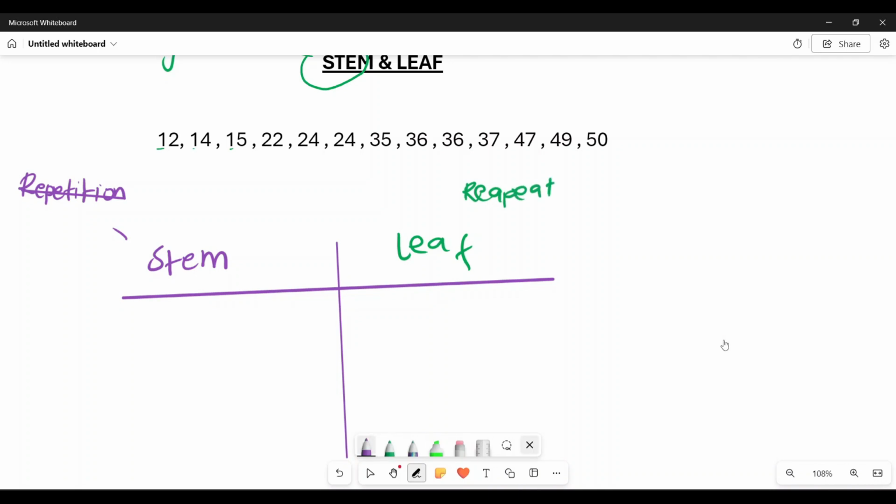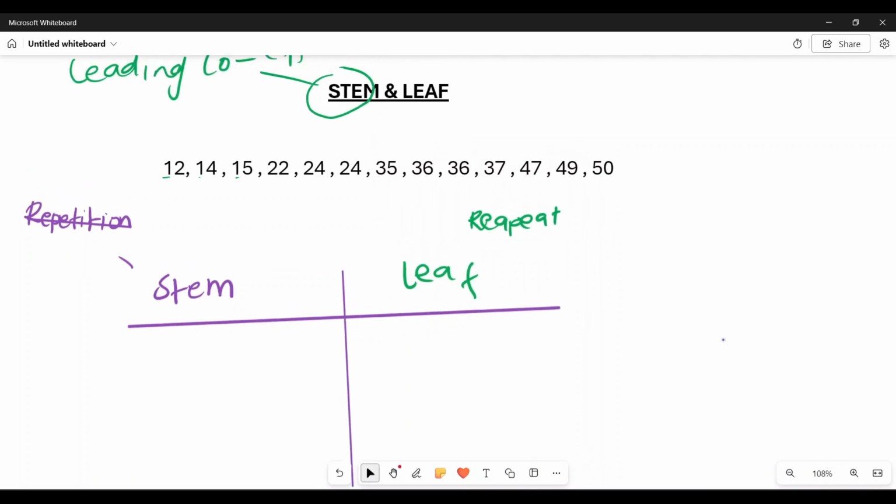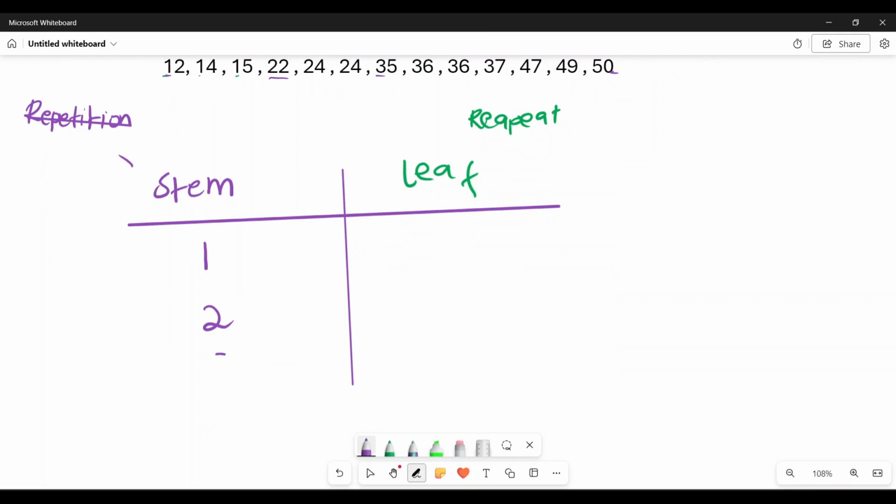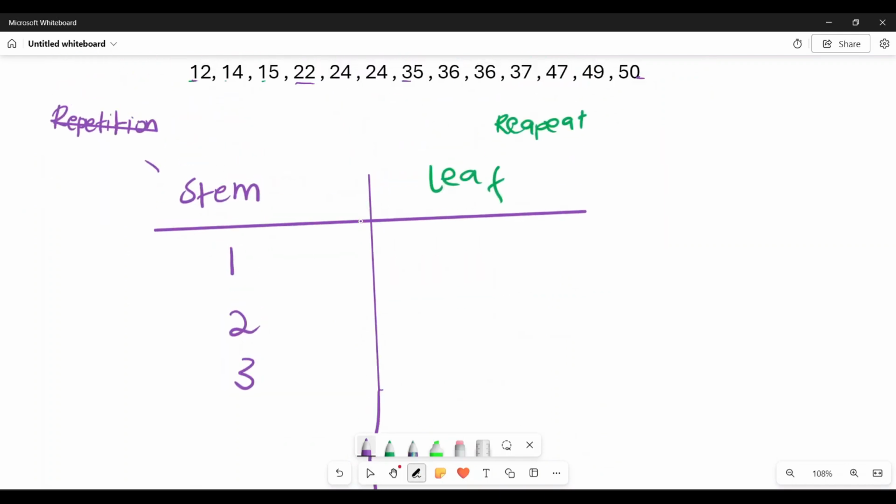So here, let me represent my stems. As I've said, my stem is my leading coefficient and my leaf is my following or trailing values, basically the values which come after your stem. If I were to represent my leading coefficients here, I could say I have 1. And remember, repetition is not allowed. I have 2, which represents the 20s. I have 3, which represents the 30s. I have 4, which represents the 40s, and 5, which represents the 50.